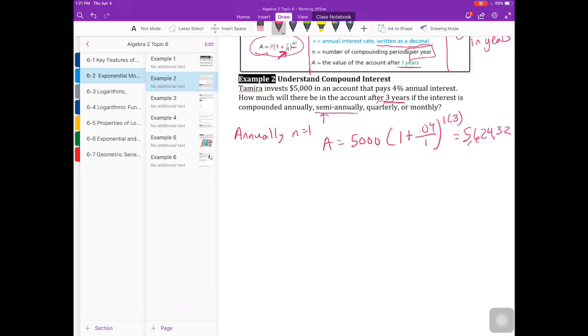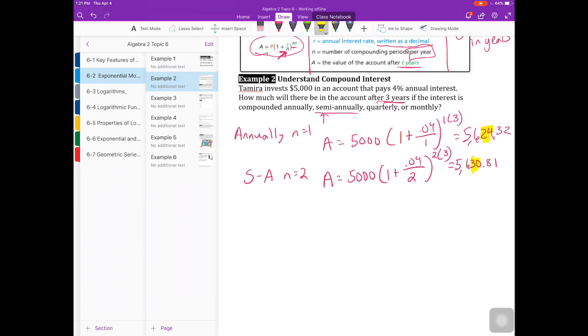We're going to have, I'm going to put semi-annually here. Our n is going to be 2 in this case. So A is going to be 5,000 because we're still putting in the same amount, plus 0.04, but this time we're dividing it by 2 and to the 2 times 3, because we're doing it twice a year for 3 years. And so that number, when you put it in your calculator, is $5,630.81.